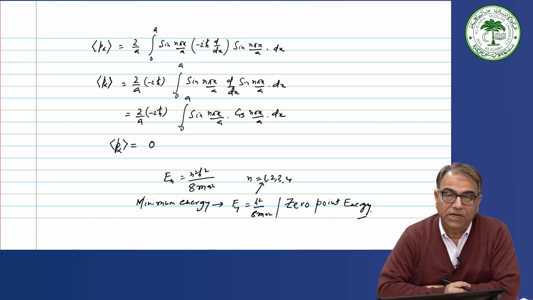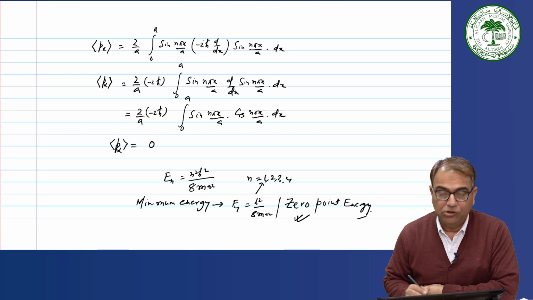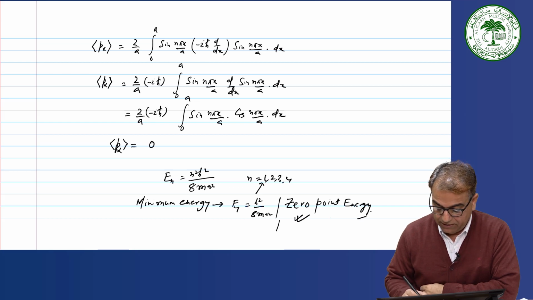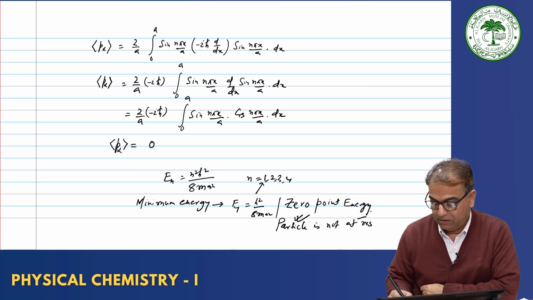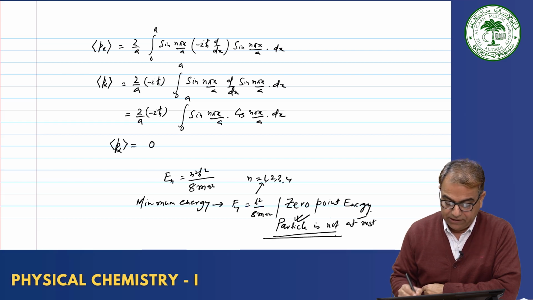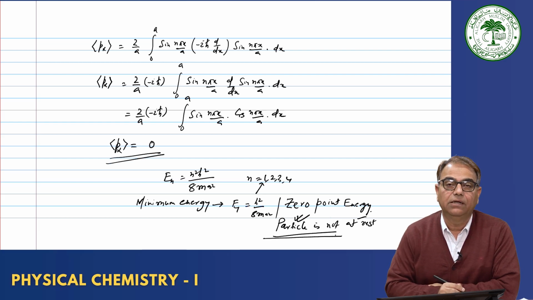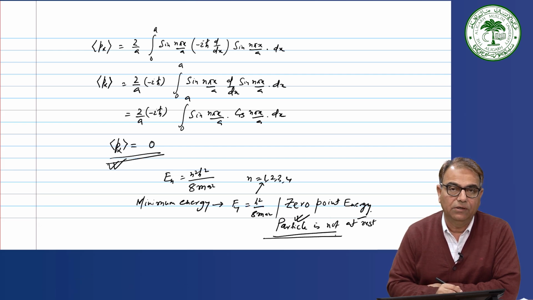If you have this much energy, then the particle is not at rest. Even at minimum energy, the particle is not at rest. So if you compare this result with this result, it is quite contradictory, because the average value of the momentum you get is 0, and yet you say the particle is not at rest. If the particle is moving, there should be momentum.